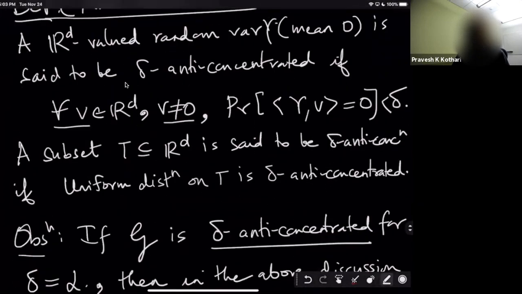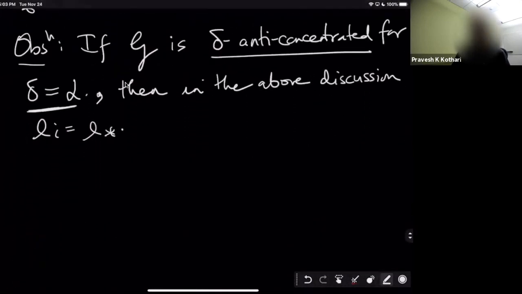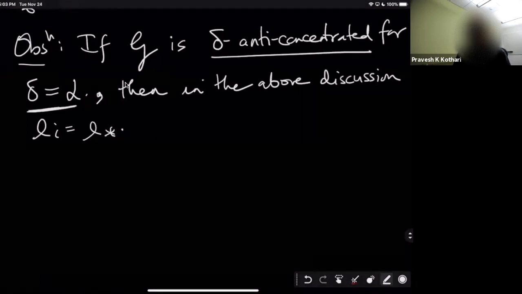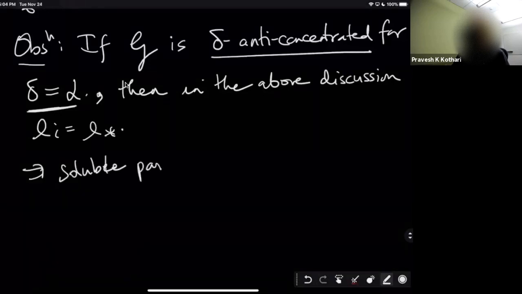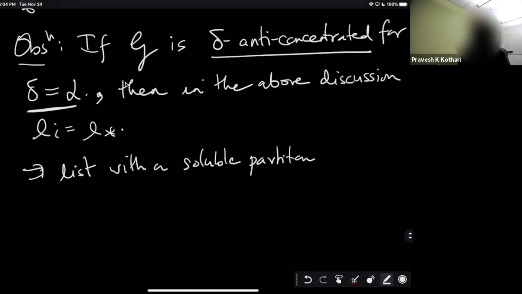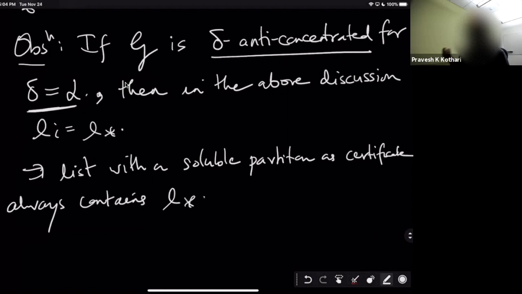Okay. So I want to observe that if we knew that G is delta anti-concentrated for delta set to exactly alpha, then in fact, Li must equal L star. It means that a list with a soluble partition as a certificate always contains L star.